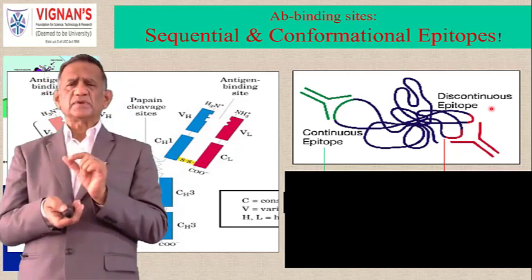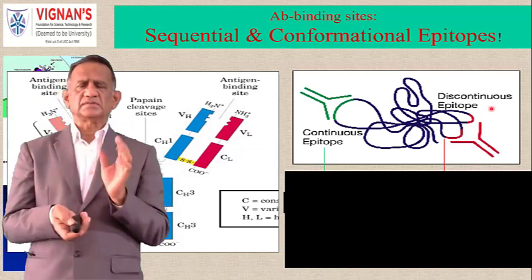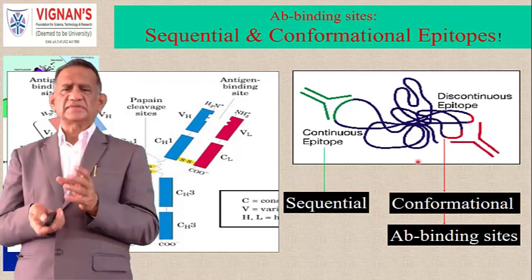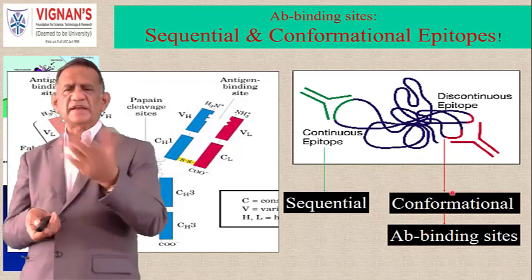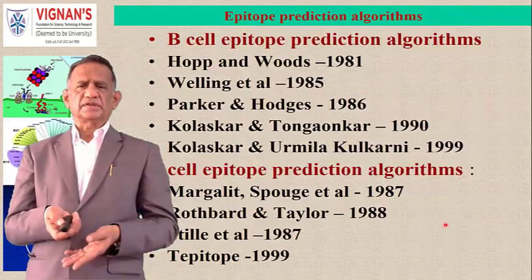Discontinuous epitopes are nothing but conformational epitopes. So these two predictions are most important: sequential and conformational antibody binding sites. These are the antibodies that bind them. The paratope of the antibody binds to the epitope of the antigen.